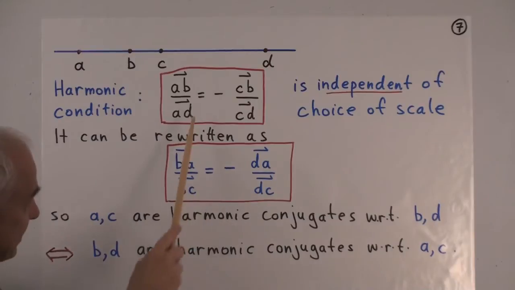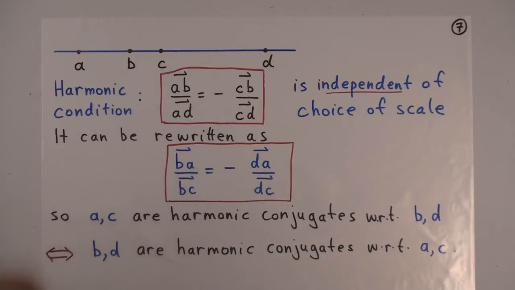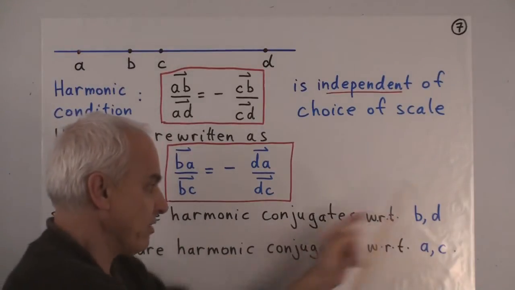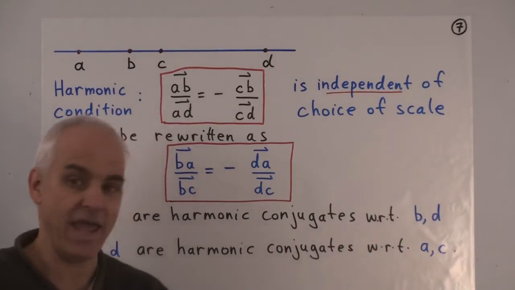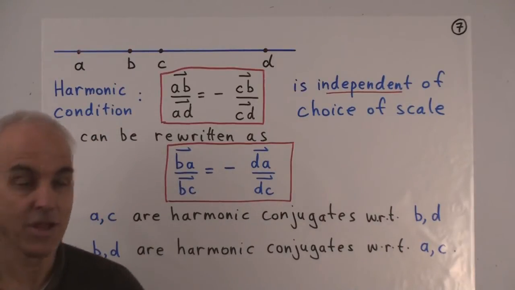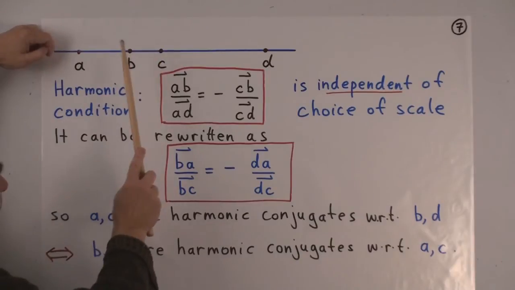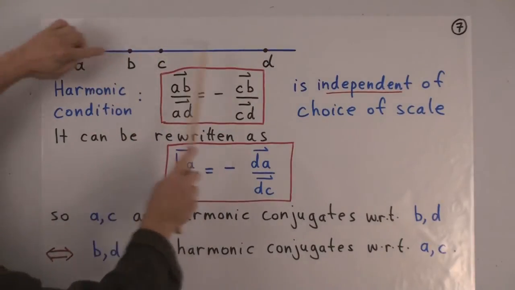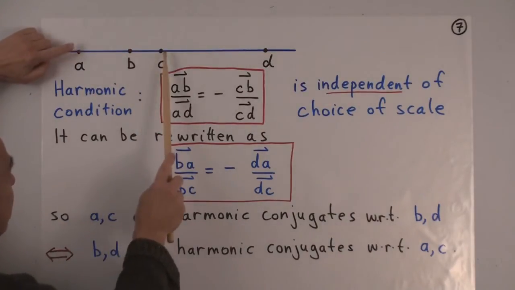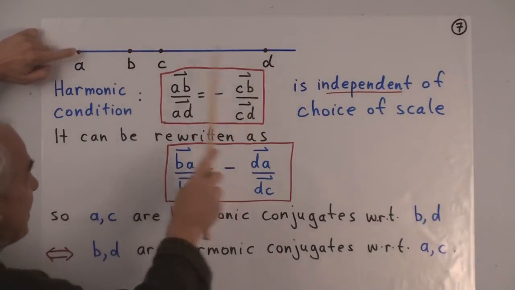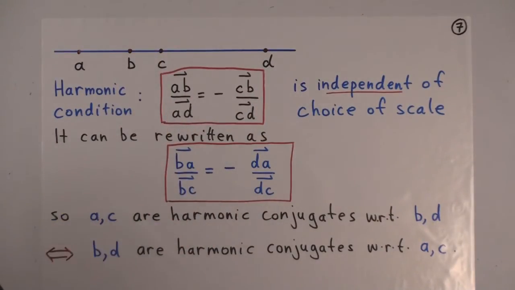But now we see that this has exactly the same form as this, but with the roles of B and D and A and C interchanged. So it means that A and C are harmonic conjugates with respect to B and D, precisely when B and D are harmonic conjugates with respect to A and C. So going back up to our picture, if C divides BD in the same ratio as A divides BD, one internally and one externally, then also B divides AC in the same ratio as D divides AC, externally and internally.